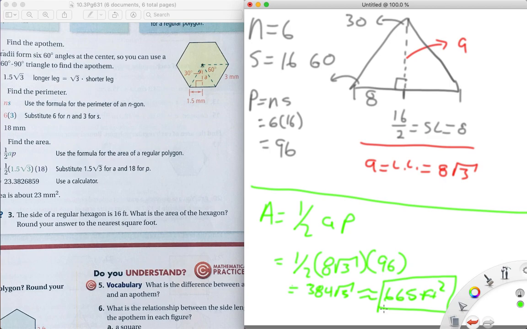So first thing you do is find the perimeter. You know that it's a 30-60-90, so they'll usually give you the shorter leg. Either you have to divide the whole side by 2 to find the shorter leg, or they give you the shorter leg. You're going to multiply that shorter leg times the square root of 3, because that gives you the longer leg, and that longer leg is also the apothem. So after you find the perimeter and the apothem, you multiply them, divide by 2, and that gets you your area, which in this case is 665 feet squared.